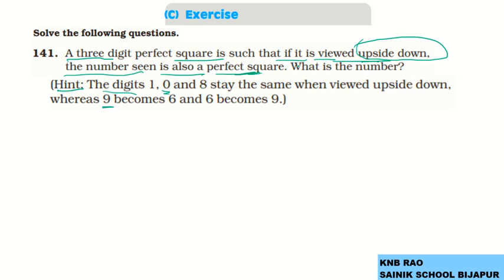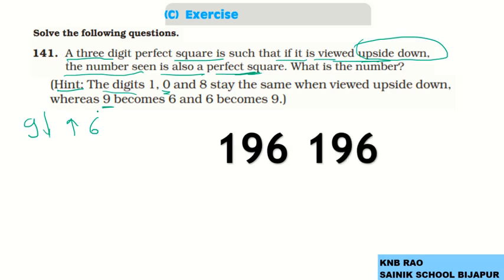So looking upside down is looking at this 9 from that direction, and it becomes 6. So the right answer here is 196. How is 196 the right answer? Let us see. This 196, when made upside down, you can watch it now. How does it look? It looks like 961, correct?